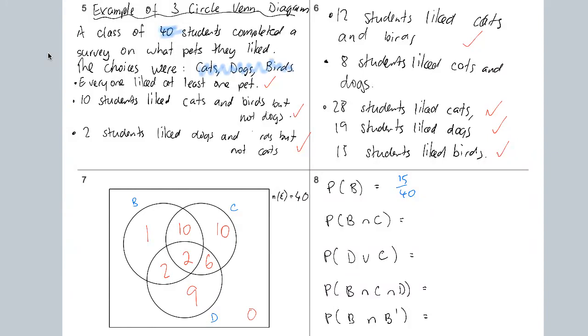Probability of B intersect C. Here is B. Here is C. B is all of these, C is all of these. So the intersect is the overlap. So it's 12 out of 40. D union C. Here is D, here is C. So the union is actually everything except for that one, isn't it? So it's actually 39 out of 40.